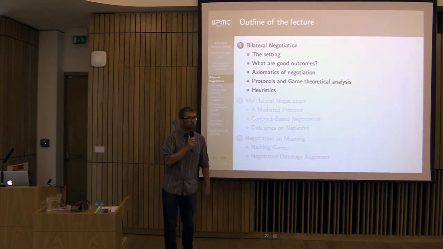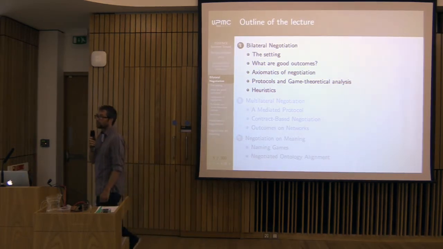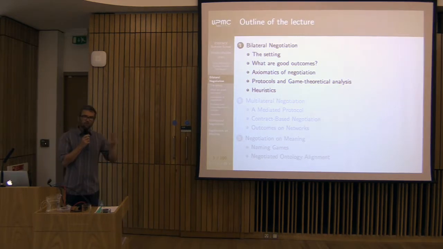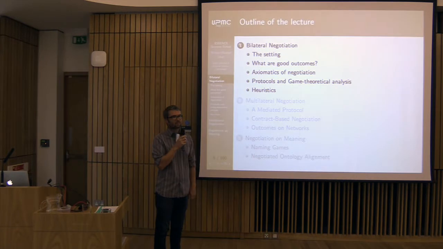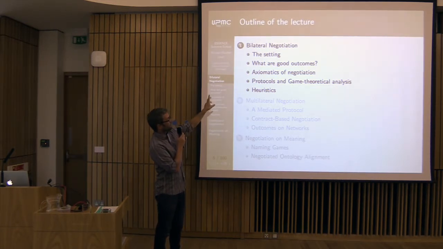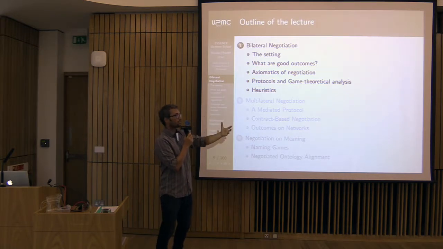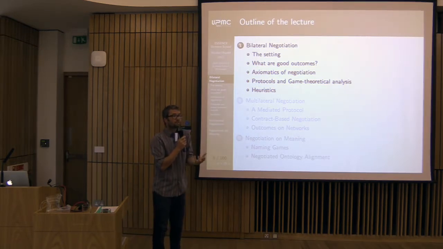But first, I will focus on bilateral negotiation. So bilateral means two agents only. It's very simple. It's the basic setting. I will explain the setting, in particular what is an outcome, what are the preferences of agents, because they typically have different preferences, otherwise negotiation is very simple.